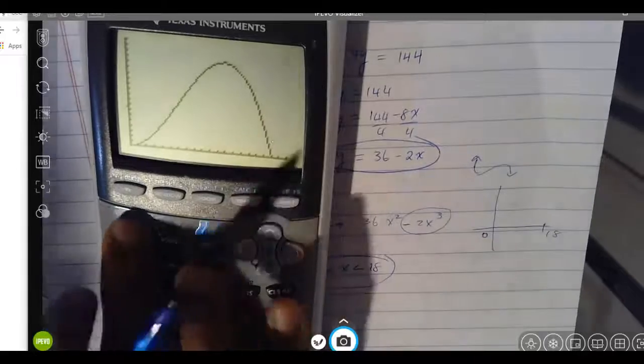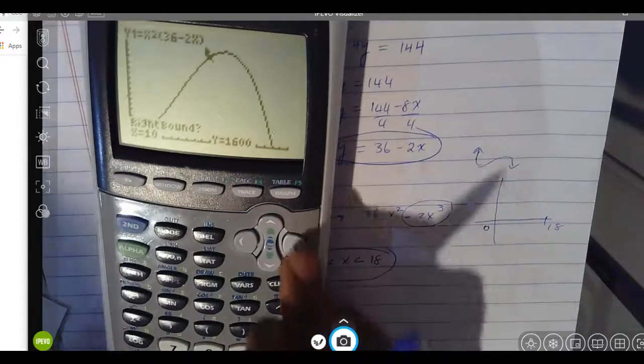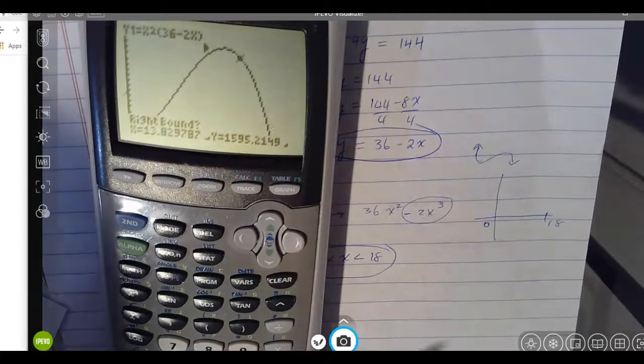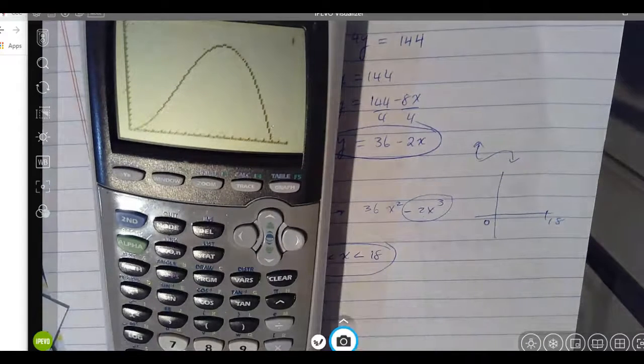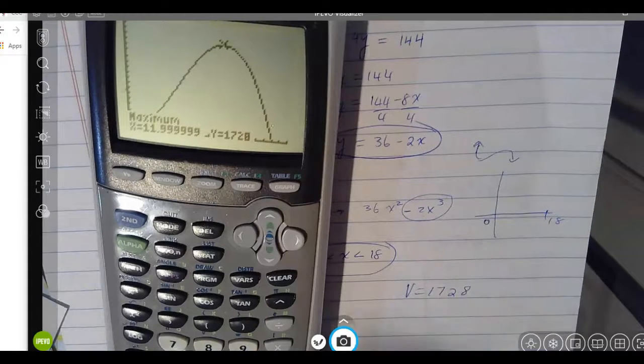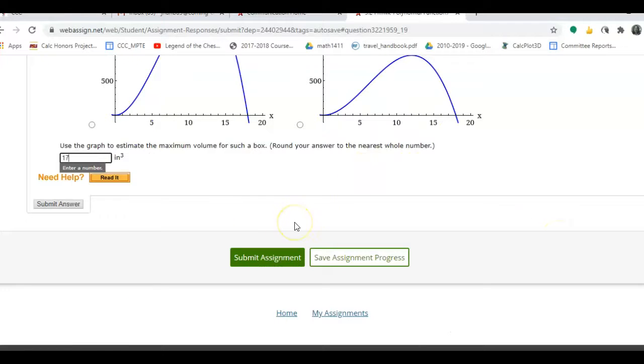Okay, and you can find the maximum as well using the max button. Left bound, it's on the left of the high point there. For the right bound, go over. For the guess, go in between a little bit. And this is what I'm getting. I don't care about the x value. It's the volume that I want. So it's 1728. So we'll go and enter that in. And then pick the appropriate graph that goes with it.